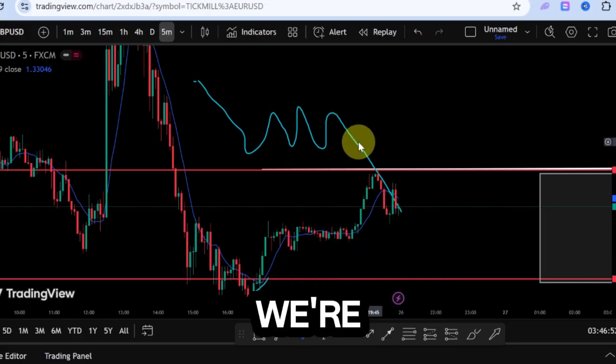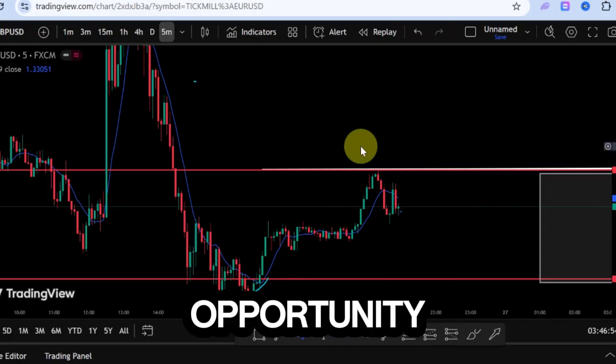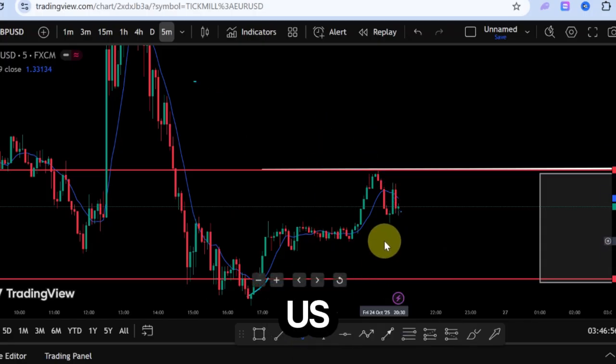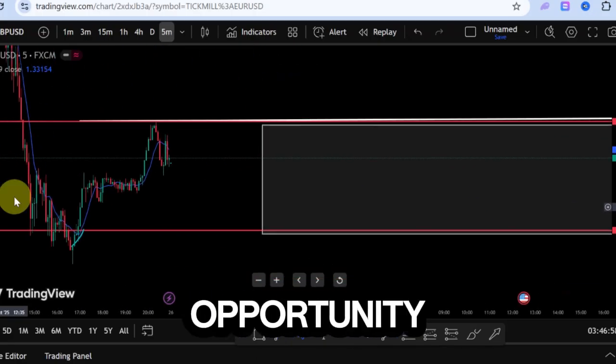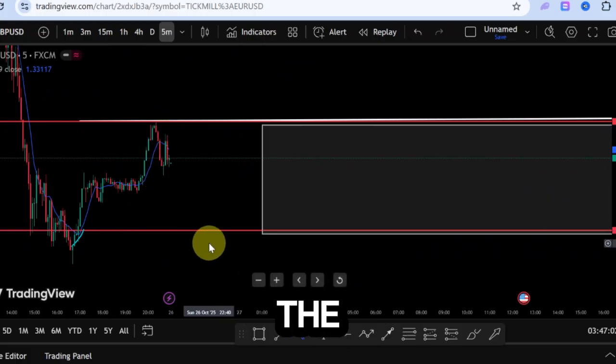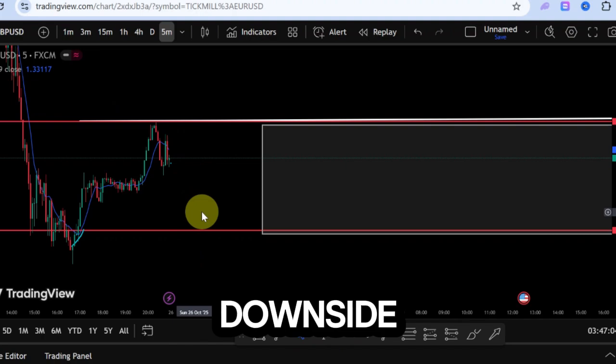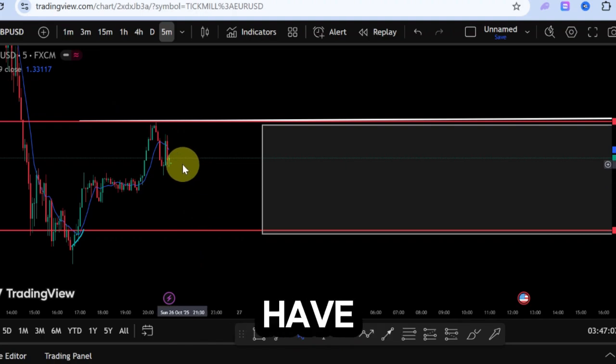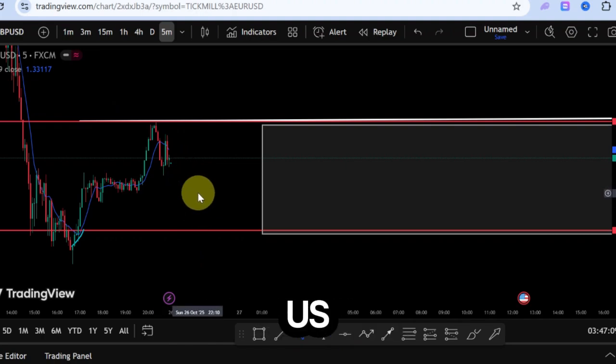So what we're looking for now is the opportunity for us to say. For us to get the opportunity, we simply want to wait for a change of color to the downside. You get a change of color to the downside. Just like I said, we just have to look for an opportunity.